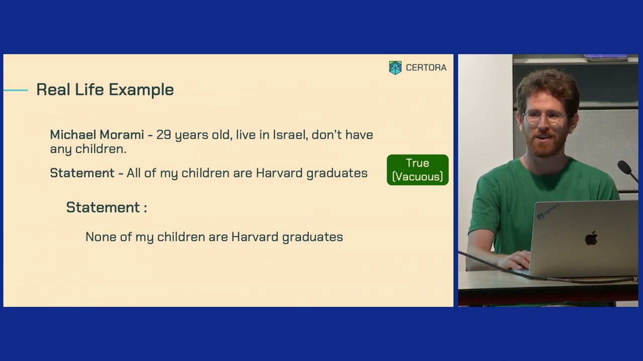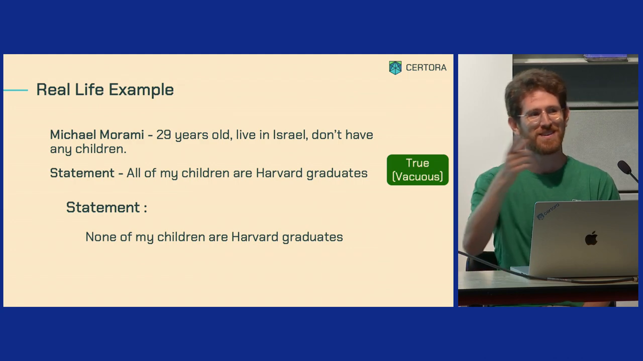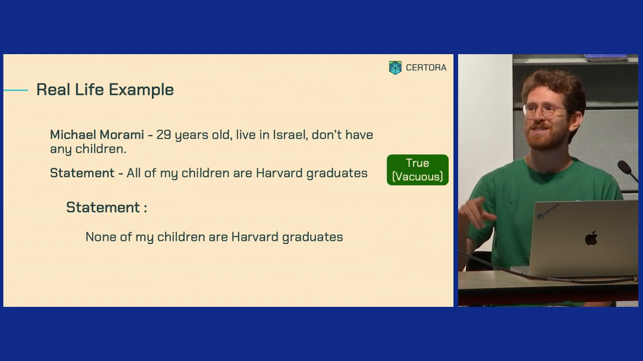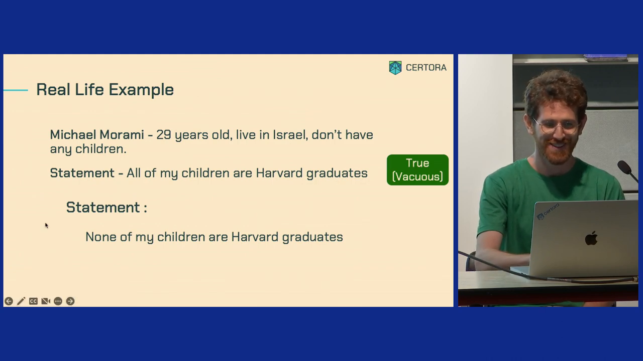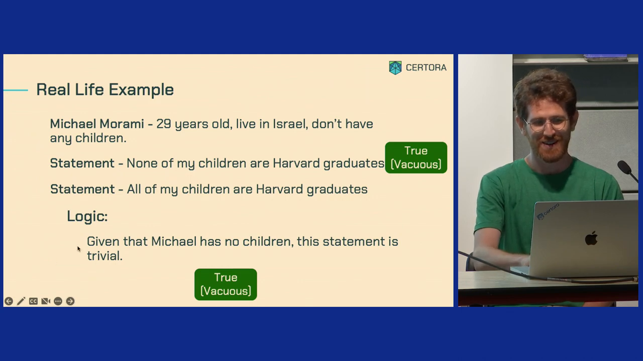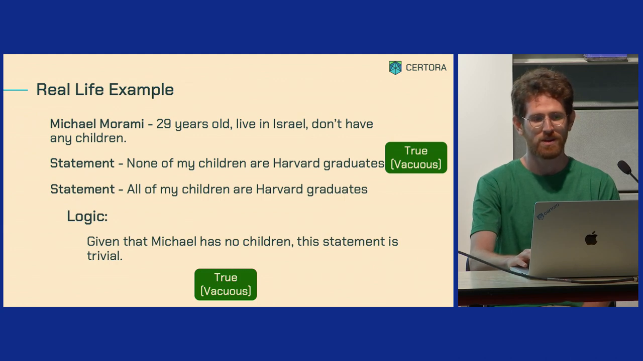Great, so here is another claim. None of my children are Harvard graduates. Who thinks this is true? Okay, you also? What about you guys? Who thinks this is false? Okay, 50-50. Great, so this is also true. Given that I have no children, this statement is trivial and hence it is vacuous by our definition. Is this clear? Okay.